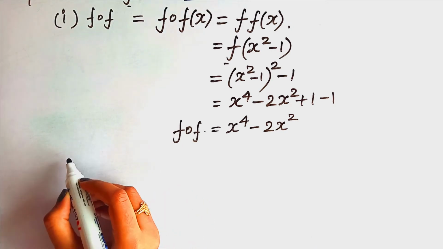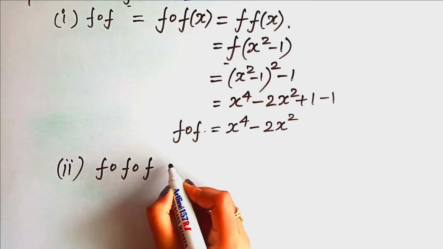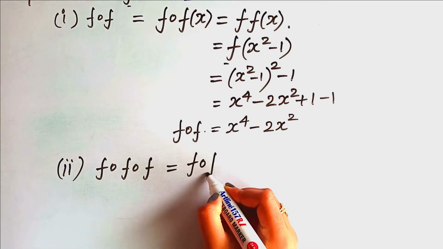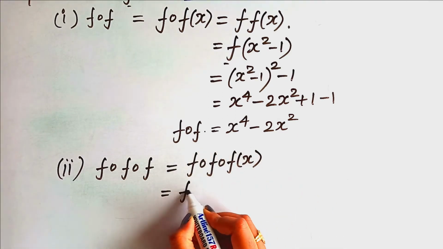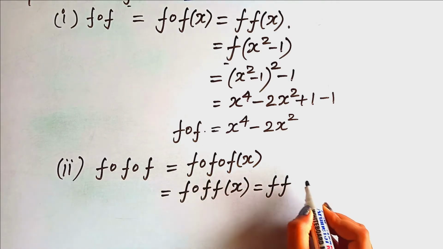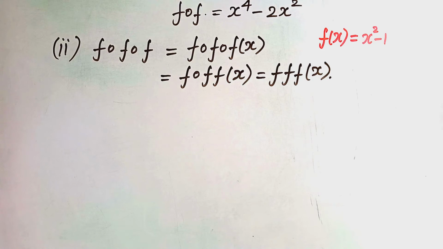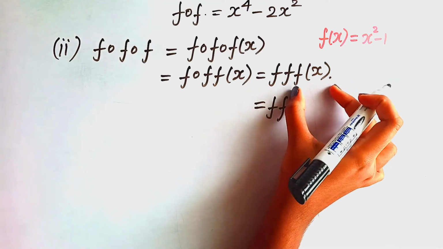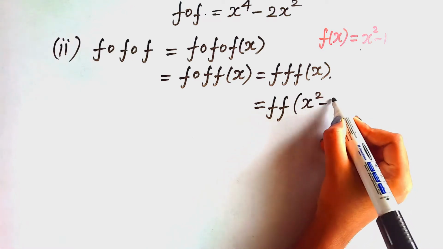Now let's find the second composition, which is f dot f dot f. How to find this? By the definition of composition of function, first it will be f dot f of x, and again by the definition we'll get f dot of f of x, and again by the definition you will get f of x. So this is what we'll get. Now let's substitute the value of f of x here, so in the place of f of x we substitute x square minus 1.